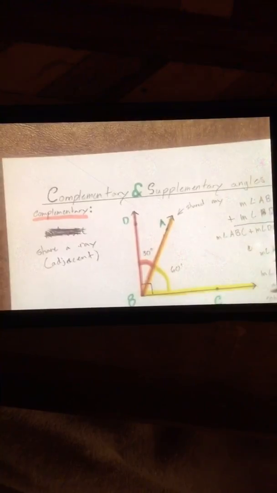So we got DBA. So measured angle DBA, which I have written right here. Measured angle DBA just means that it's measured, which means that they have given us the degree for this angle. So measured angle DBA equals 30 degrees. Okay? And then let's look at the bigger one, the yellow highlighted one. So measured angle ABC, which I have right here, measured angle ABC equals 60 degrees.